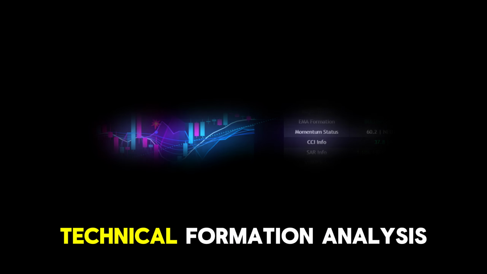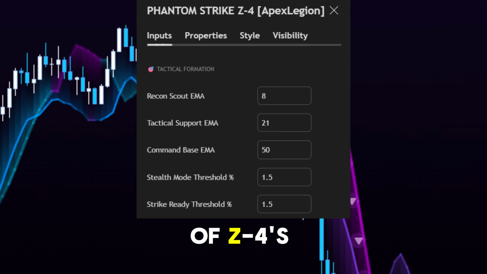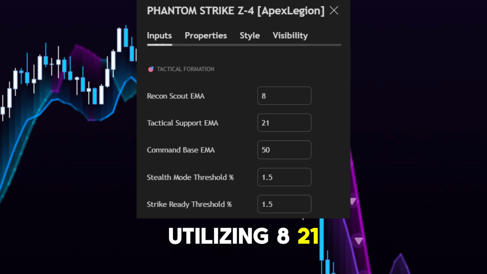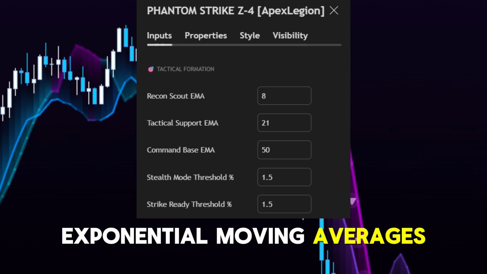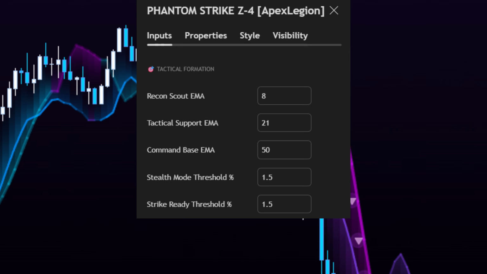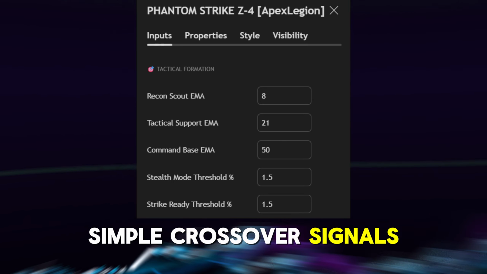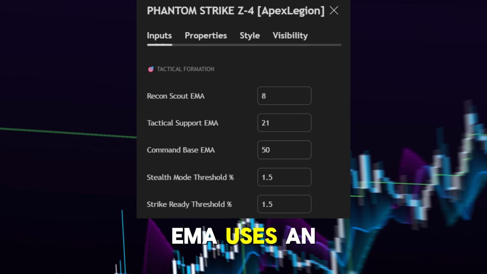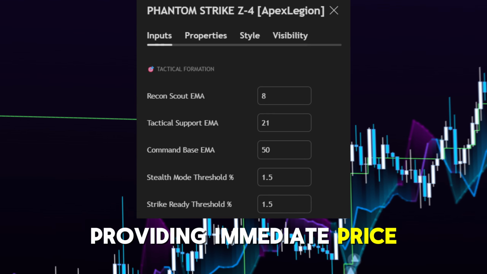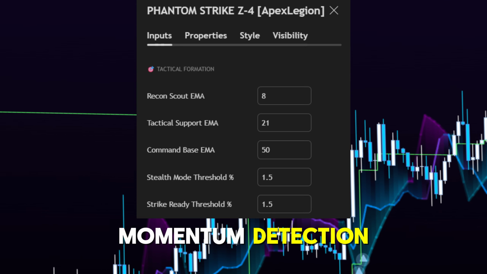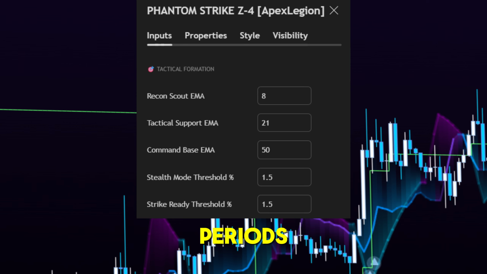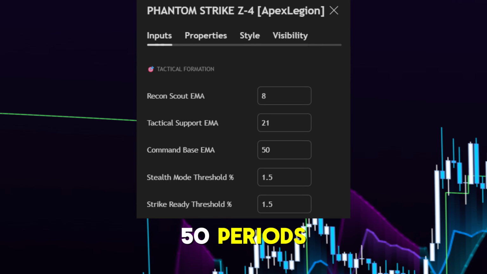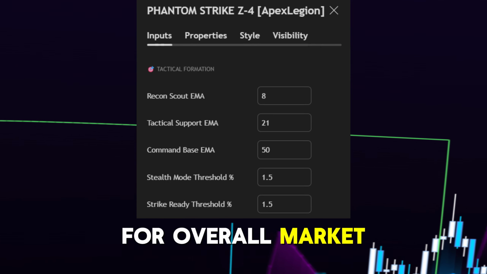Technical formation analysis. The foundation of Z4's analytical framework rests on a structured EMA system utilizing 8, 21, and 50-period exponential moving averages that create formation structure analysis. This differs from simple crossover signals by evaluating market geometry and momentum alignment. The Recon Scout EMA uses an 8-period calculation, providing immediate price action response and early momentum detection. The Technical Support EMA, at 21 periods, creates medium-term trend reference, while the Command Base EMA, at 50 periods, provides strategic context for overall market direction.